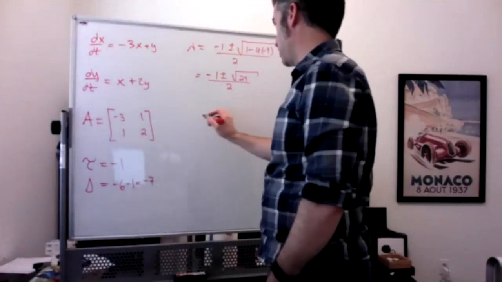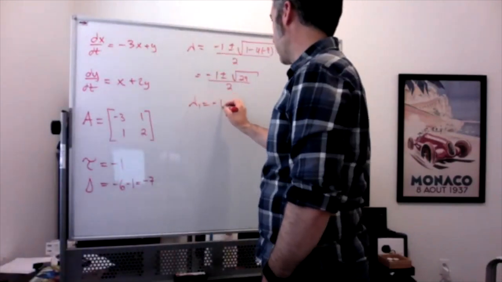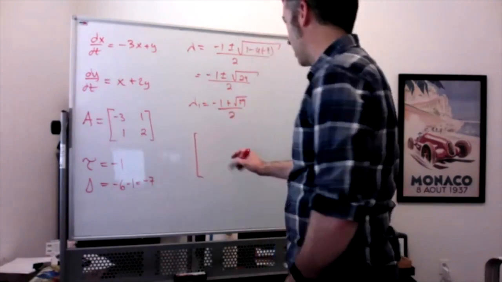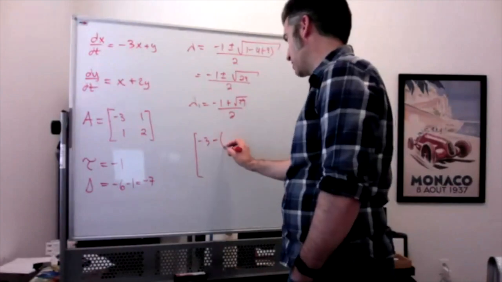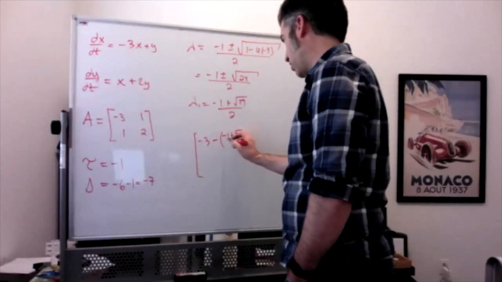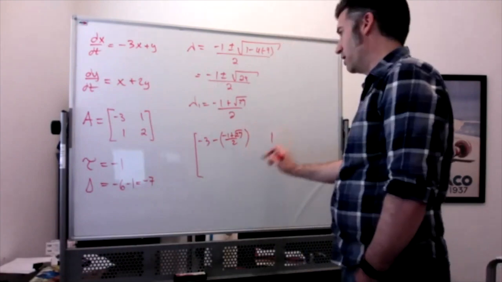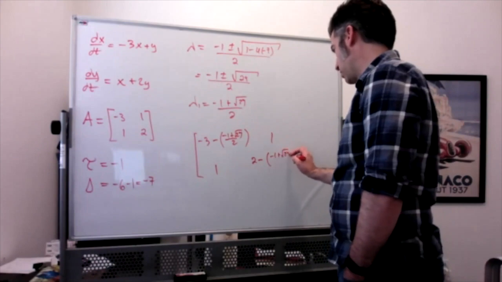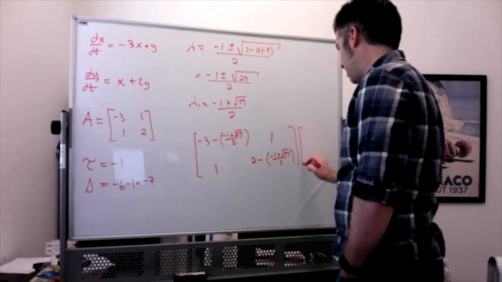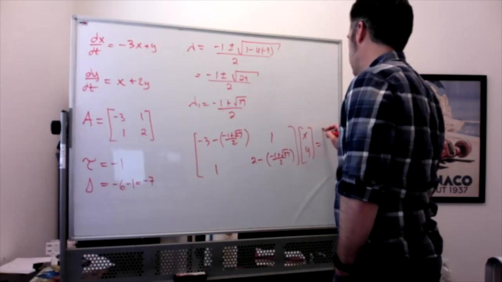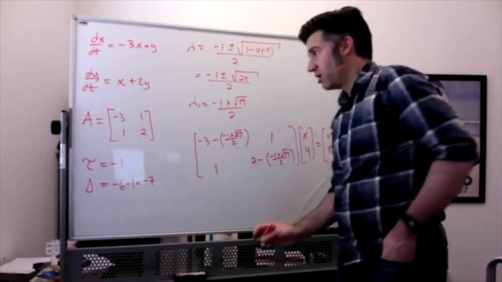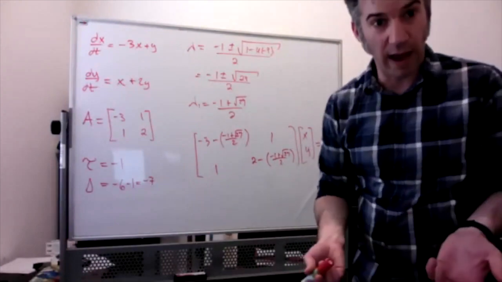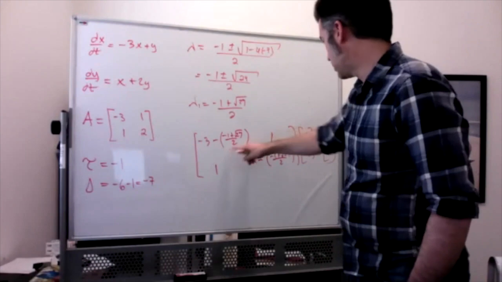Let's do the plus one first. My lambda 1 is going to be -1 plus the square root of 29 over 2. We're going to plug that in. So we get the matrix -3 minus (-1 plus the square root of 29) over 2, 1, 1, and then 2 minus (-1 plus the square root of 29) all over 2, times x, y equals 0, 0. While it looks bad, it's not so bad because you're just saying, okay, this times this is 0.